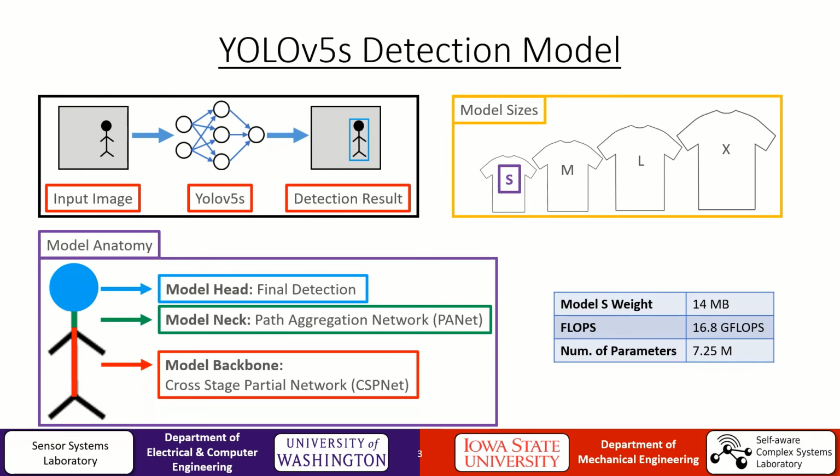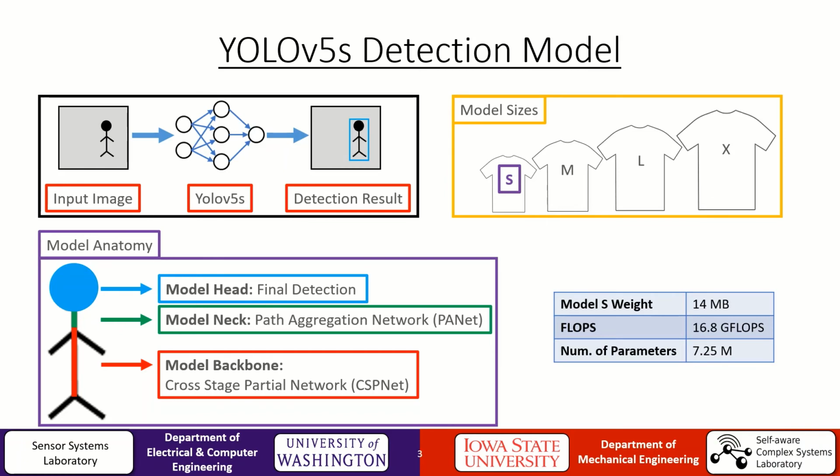YOLO V5 was proposed in a few sizes: S, M, L, and X, arranged in increasing model size. For our application, we use the S model, the smallest model, as it has the smallest model size and the fastest inferencing speed. The model weight size is only 14 MB, and it has only 16.8 gigaflops and 7.25 million parameters.